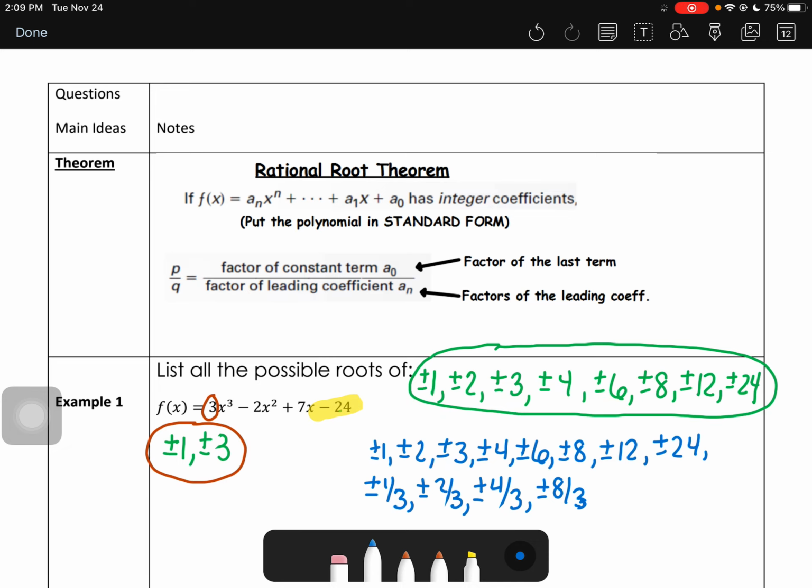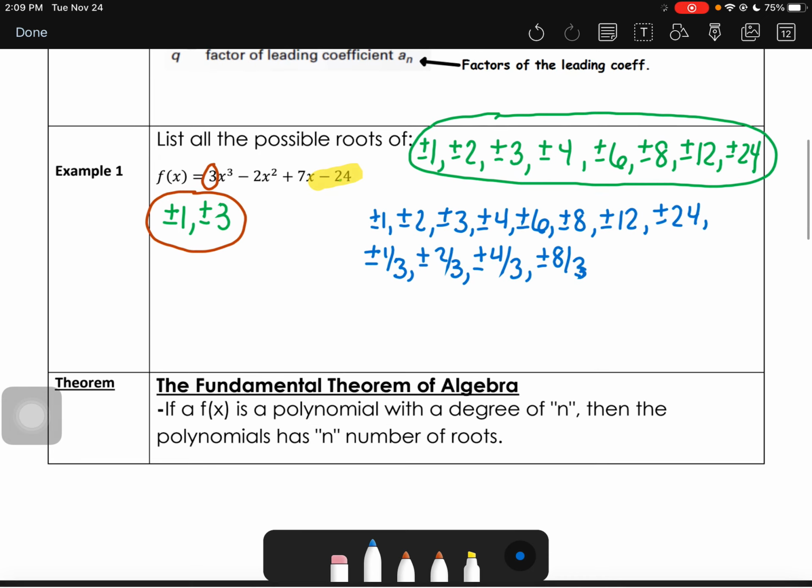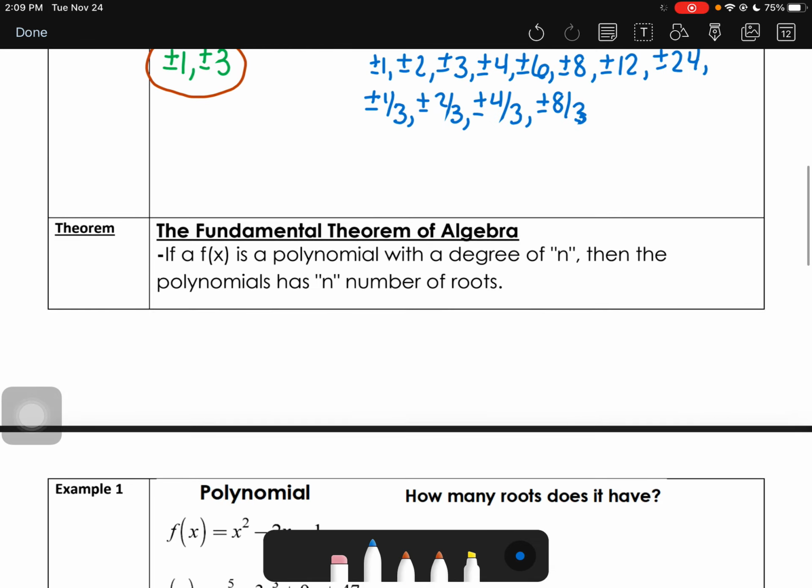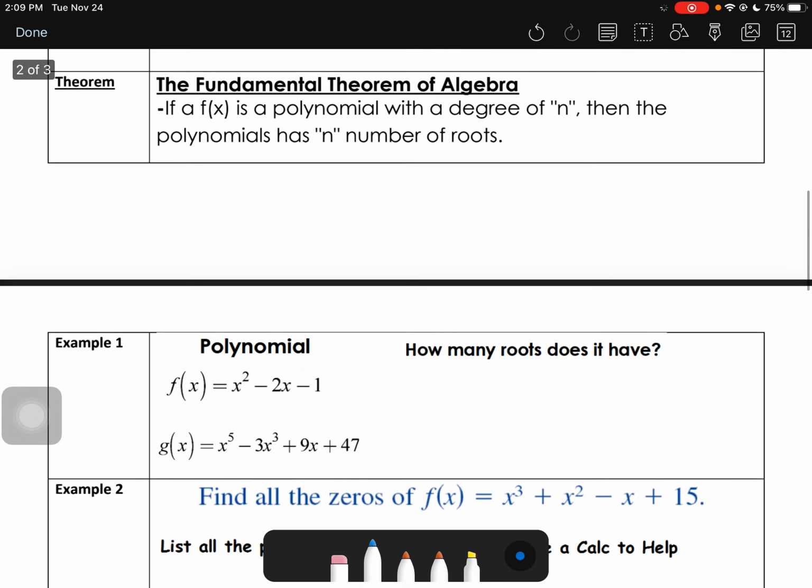Well, that's a lot. That would be a lot to test with our synthetic division. And we already know that the fundamental theorem of algebra says that the degree of our polynomial is how many roots we have. So how do we narrow this down?